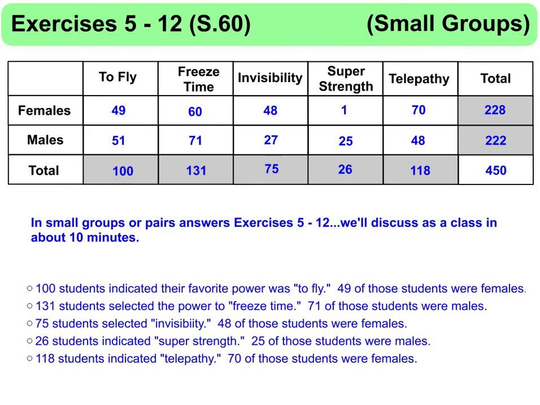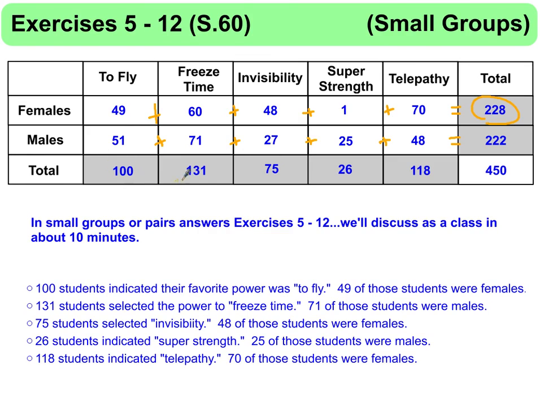So after that 10 minutes passes, the students come to the conclusion, well, 49 females chose to fly, 60 females chose freeze time, and so forth. What's interesting is here we've got 228. This number is determined by summing this first row, 49 plus the 60 plus the 48 plus the 1 plus the 70 will equal 228. And same thing here, if we added up this particular row, that would equal 222.